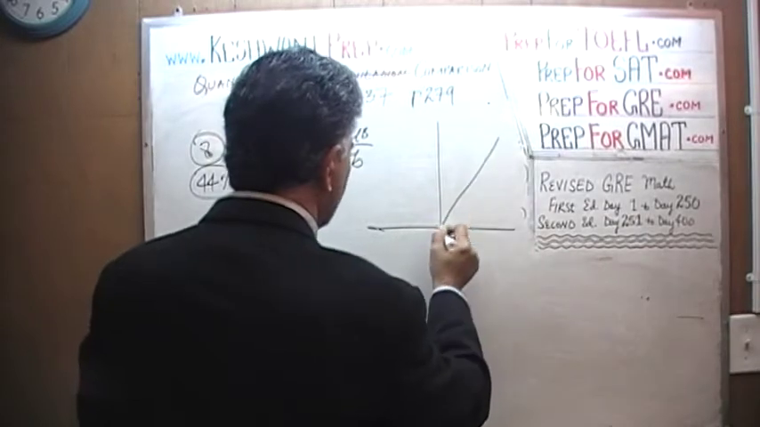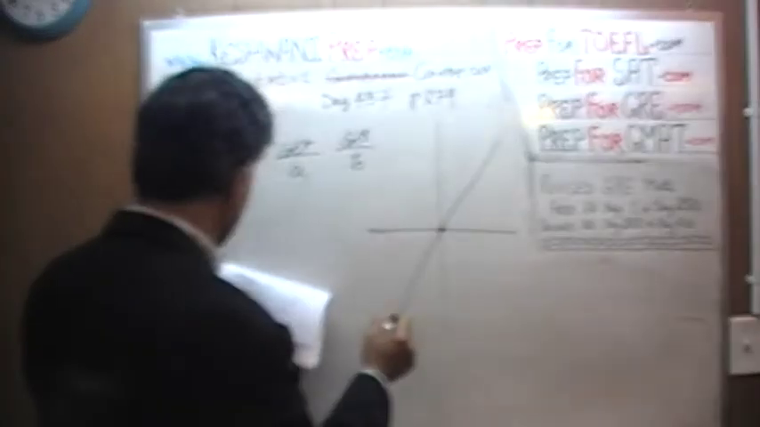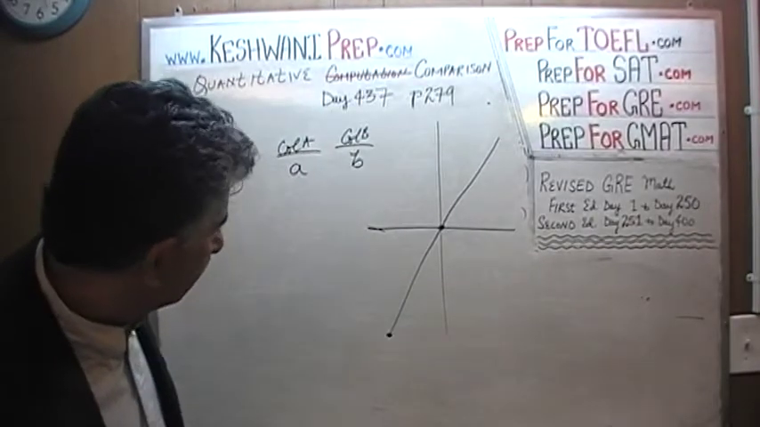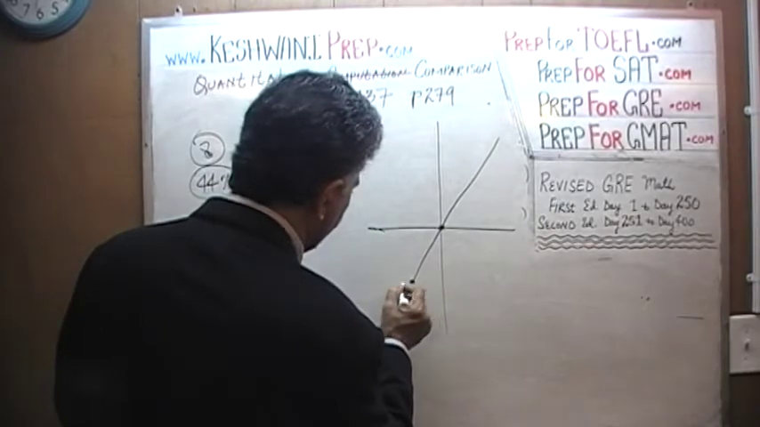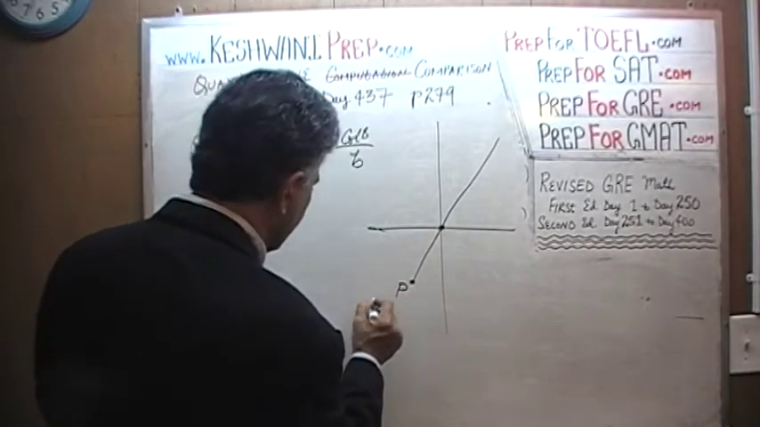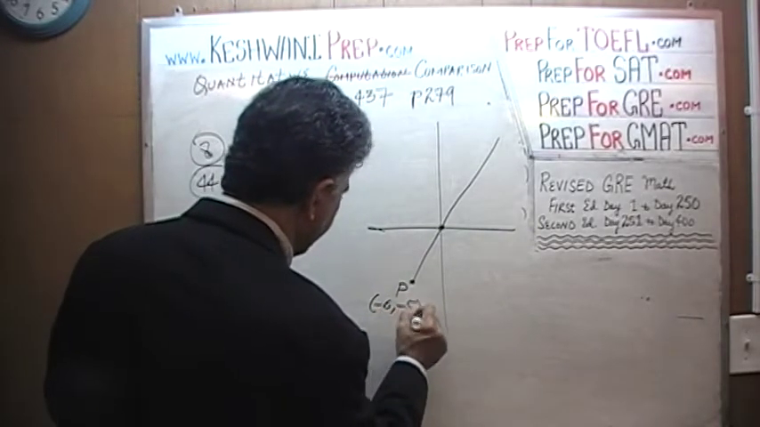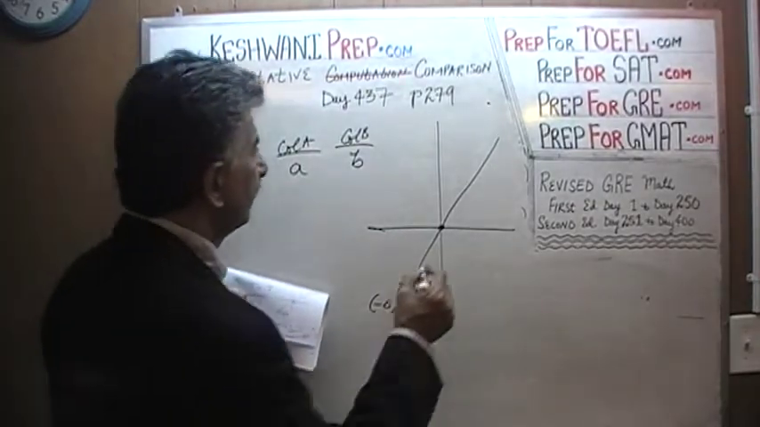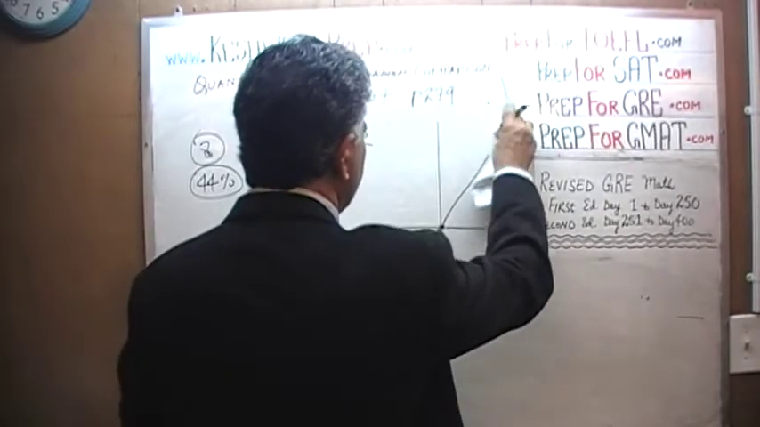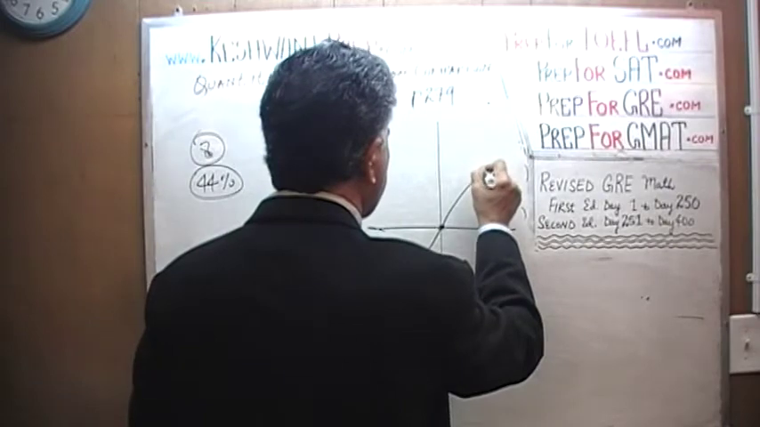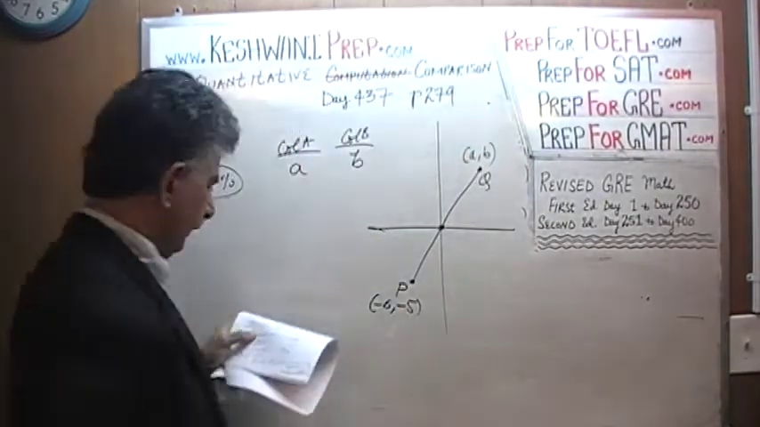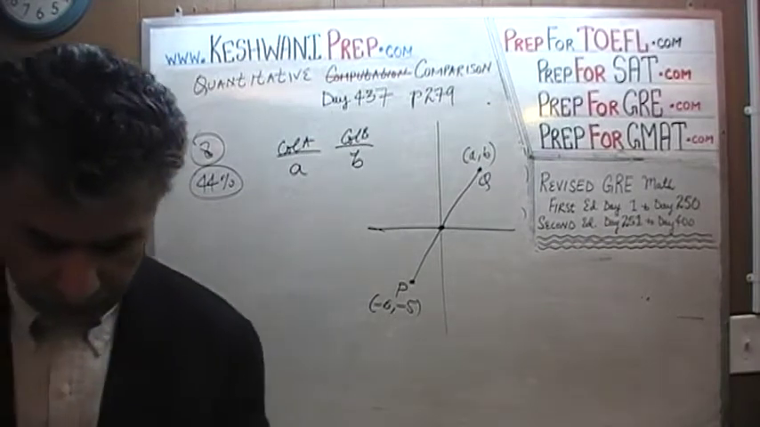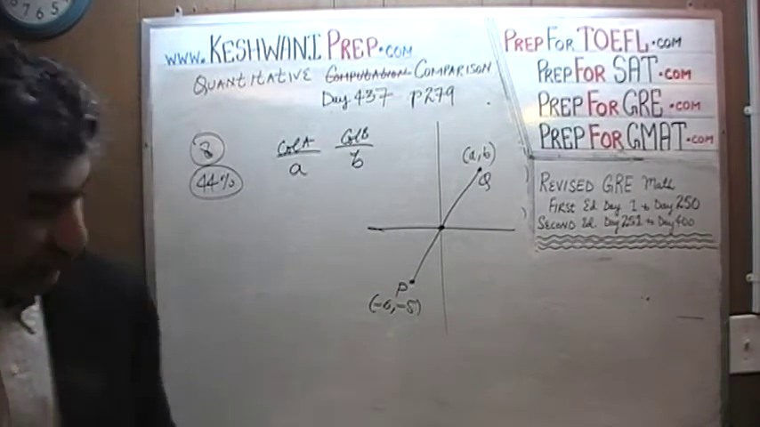We have a line that goes through the origin, and this is point P. Let's not draw it so low; there is no reason for us to go that low. There is a point P, which we are told has the coordinates of negative 6 and negative 5. And here is point Q. It ends at point Q, which has coordinates of A and B. That's the picture that is given to us, and we are being asked to compare A versus B.